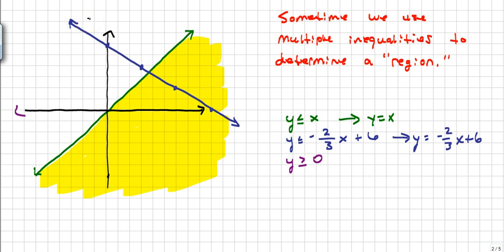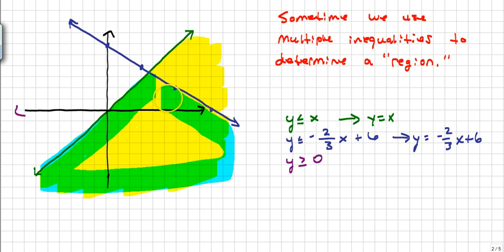And this tells me I need to shade below that. So I'm going to shade below. So I'm shading below here. So below this line, shade that in. Okay, so far I'm dealing with this region here.